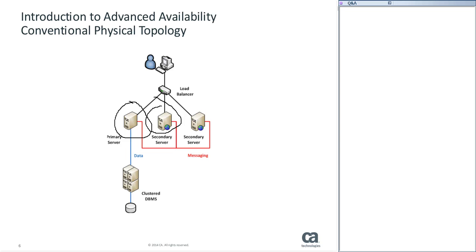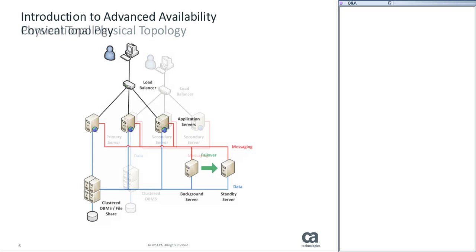But it does present a problem, and the problem is that you have a single point of failure here. If the primary server were to go down, basically the whole Service Desk environment is unusable because all the transactions from the database are handled through the primary server. Once the primary server is lost, the secondary servers aren't able to function any further. So this presents a problem, and that's the problem advanced availability is trying to resolve.